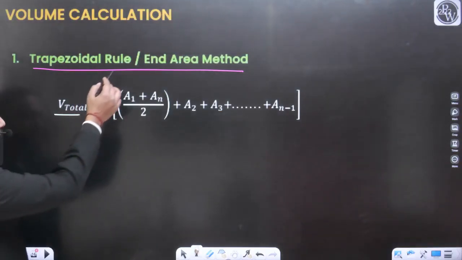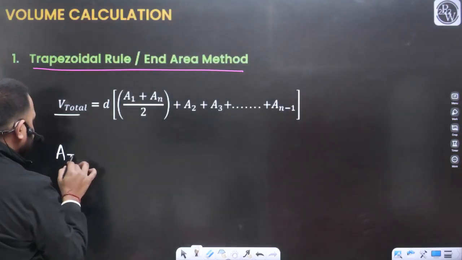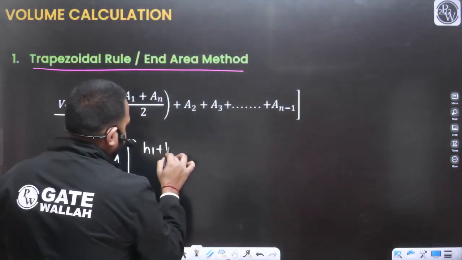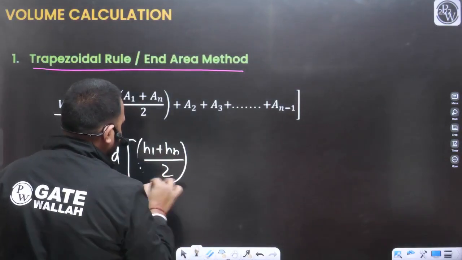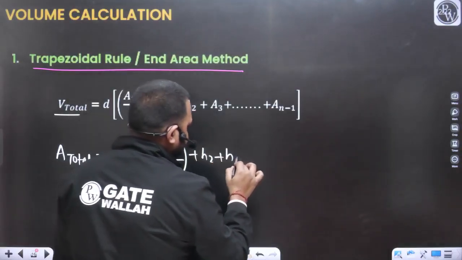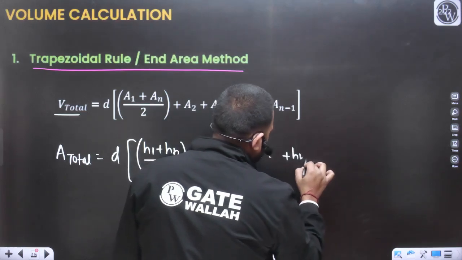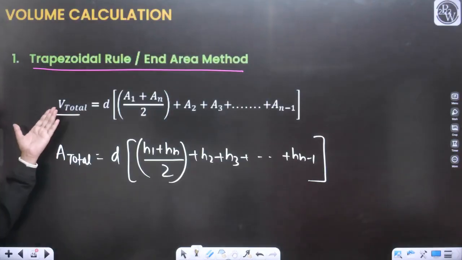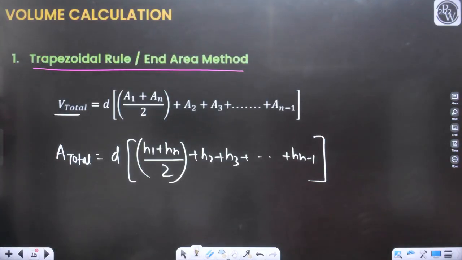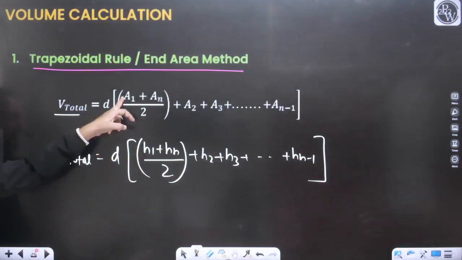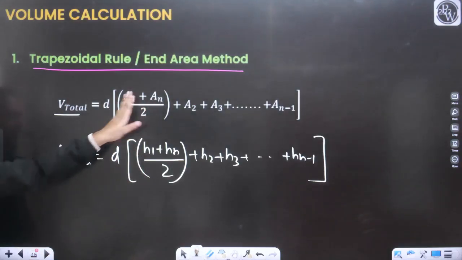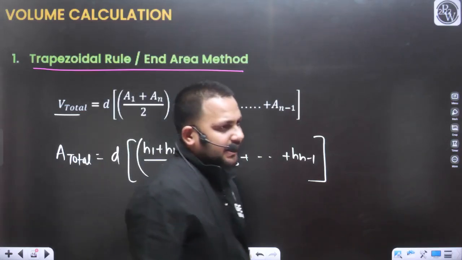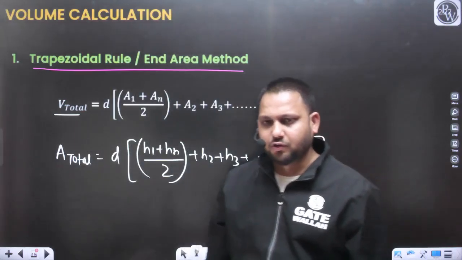If I talk about the area from the trapezoidal method, the total area will be equal to D into first and last offset by 2 plus the remaining offsets. Yes or no? So this is for the area and this is for the volume. We have just replaced offset with area, because area into the third dimension will be equal to the volume.